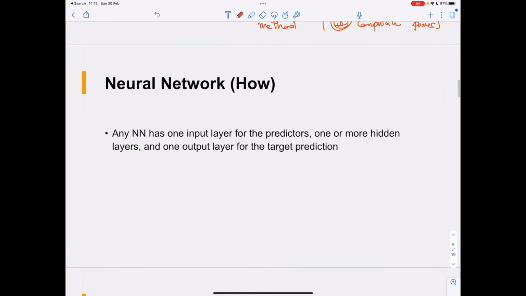So before talking about how neural networks actually work, let's review once again why these neural networks are important. Well, because they have very good prediction performance, and because they can deal with both regression and classification.